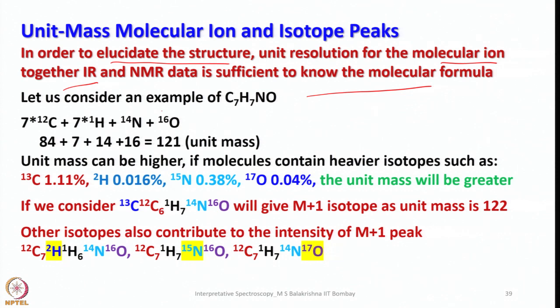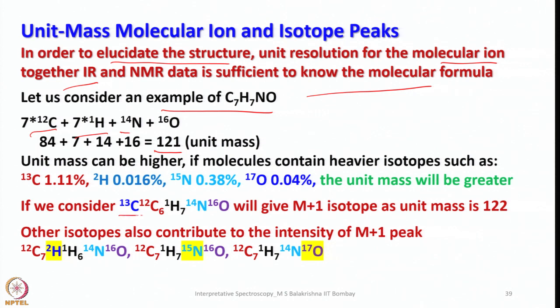Now let us consider an example of C7H7NO. Here we have 12C, 7 hydrogen atoms, 14N, and 1 oxygen. The unit mass is 121 here. Unit mass can be higher if molecules contain heavier isotopes such as 13C, whose abundance is 1.11%, and also 2H, deuterium, with very low abundance, 0.016%, and then 15N is about 0.38%, and 17O is even less, 0.04%. The unit mass will be greater if you consider some of these isotopes.